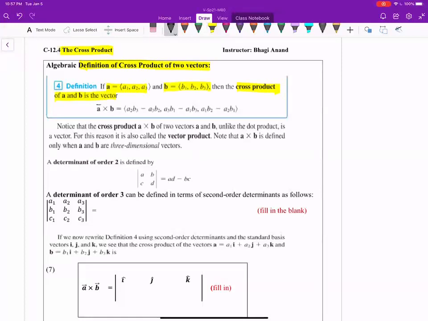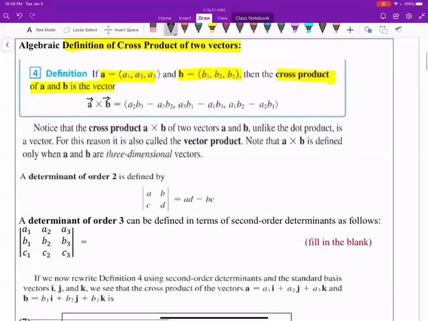Remember that it is written bold. We don't write it bold, but when you write it, you have to make sure that it is a vector, which means you have to have an arrow on top of A and B. A cross B is this big expression: A2B3 minus A3B2, comma, A3B1 minus A1B3, comma, A1B2 minus A2B1. How to remember this? We will figure out how we can easily remember this cross product of two vectors.